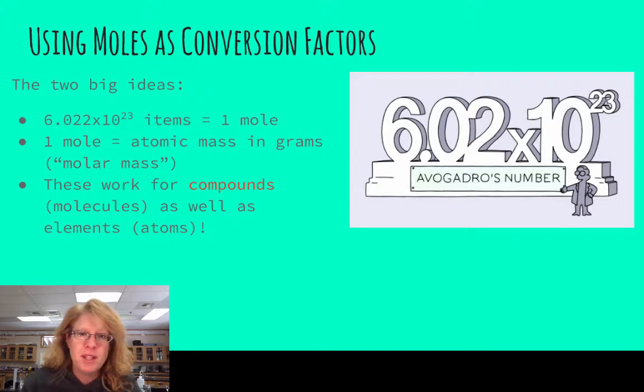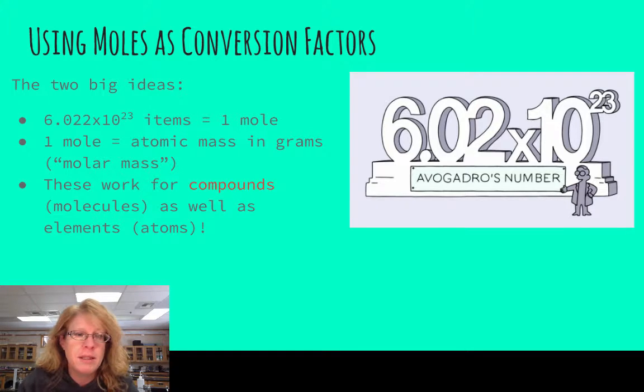So again, the big picture that we've been building the last couple of lessons has been about how to use Avogadro's number and how to use molar mass. So our two big conversions are that 6.022 times 10 to the 23rd items is a mole. Again, that's called Avogadro's number, that we use only if we're trying to figure out numbers of atoms or numbers of molecules, and that's what we'll do today.